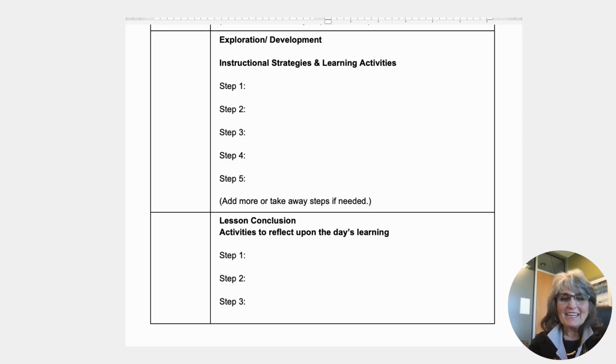The next part is the lesson conclusion. All right, so we had the first part, which is the I do, and that is the teacher presentation. That's you teaching and modeling. The second part is the we do, which is the guided practice, putting the students to work, seeing if they've got it. The third part is what we call the conclusion.